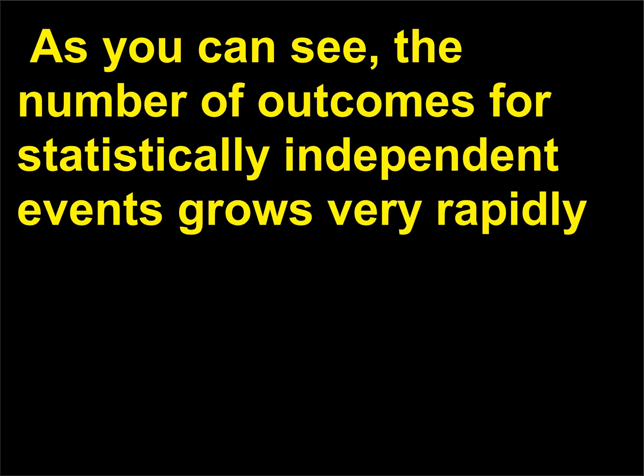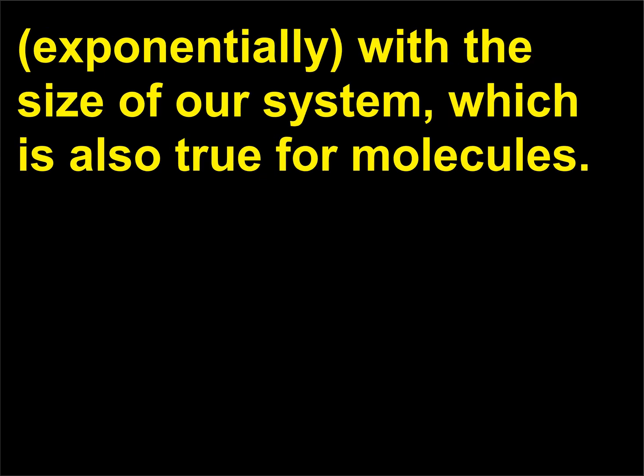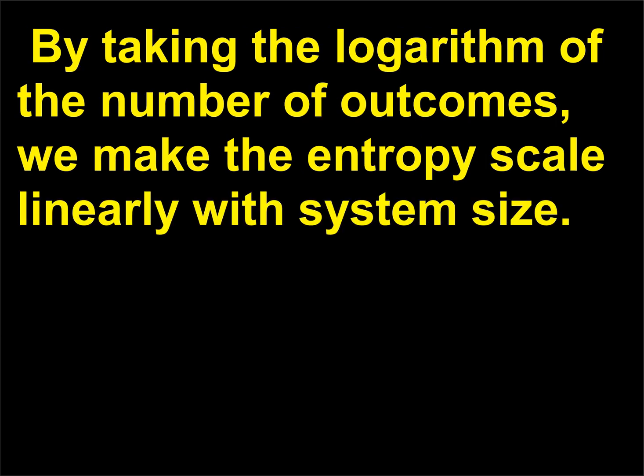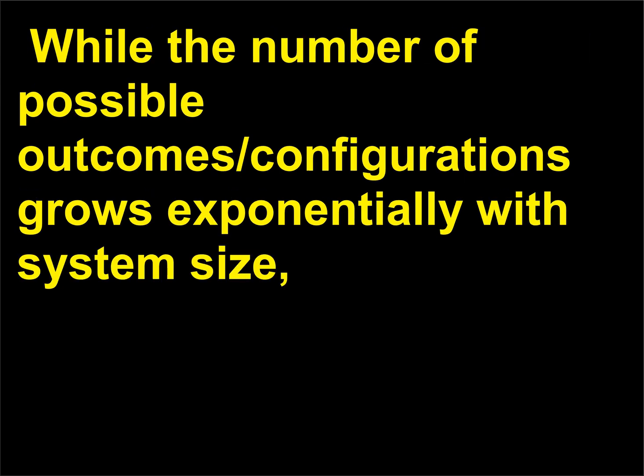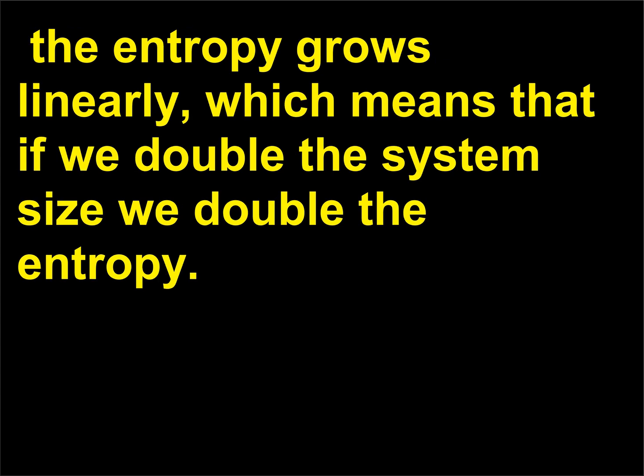As you can see, the number of outcomes for statistically independent events grows very rapidly, exponentially, with the size of our system, which is also true for molecules. By taking the logarithm of the number of outcomes, we make the entropy scale linearly with system size. While the number of possible outcomes/configurations grows exponentially with system size, the entropy grows linearly, which means that if we double the system size, we double the entropy.